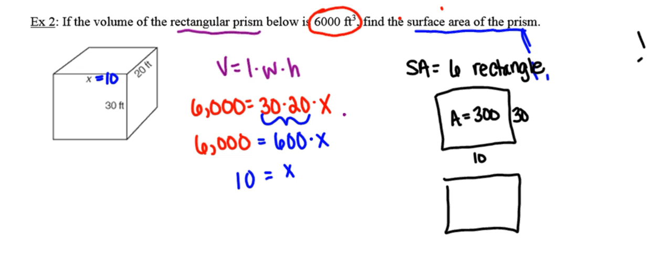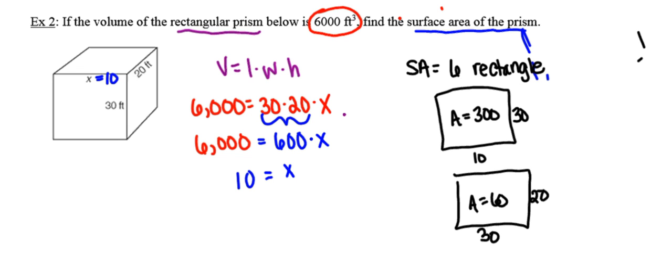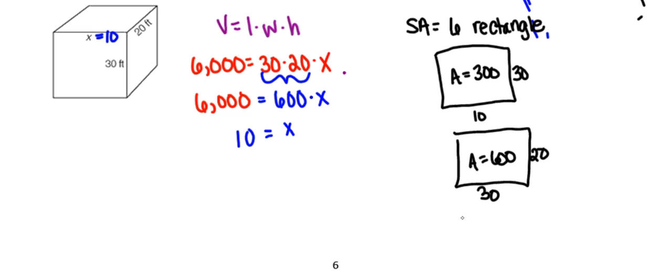The left side and the right side of the box measure 30 by 20, giving us an area of 600 square units. And then the last piece that we need to consider is the top and bottom of the box. Top side and bottom side measure 10 by 20, giving us an area of 200.